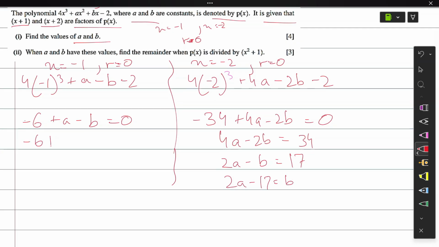Okay, minus 6 plus a minus 2a plus 17 equals 0. By the way, I multiplied the negative sign with all these, so it fits into the equation. That gives us what? A minus 2 is minus a. Minus 6 plus 17 is 11. Okay, plus 11, my bad, equals 0. And a is equal to minus 11.